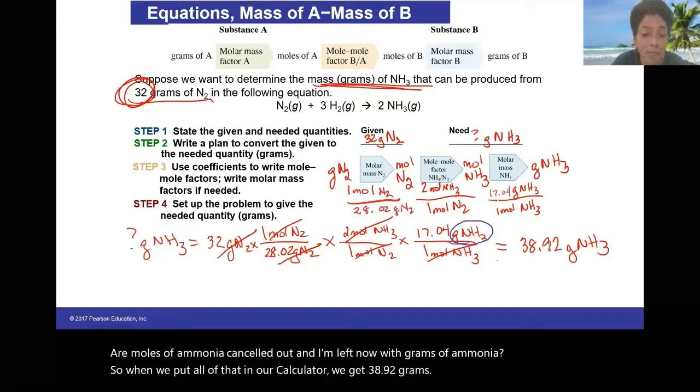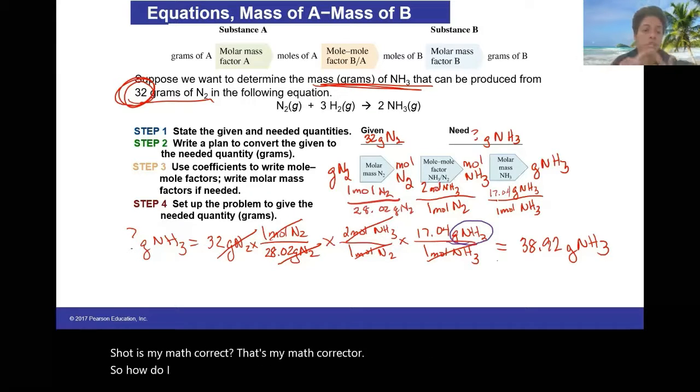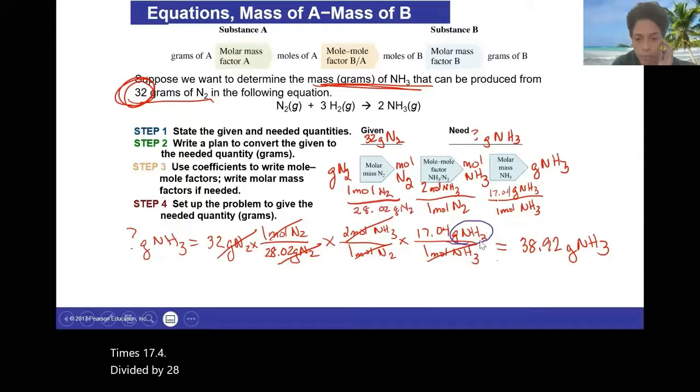Is my math correct? That's my math corrector. So how do I put that in my calculator? I would say 32 times 2 times 17.04 divided by 28.02, right? So we have two significant figures. So our answer should be what?